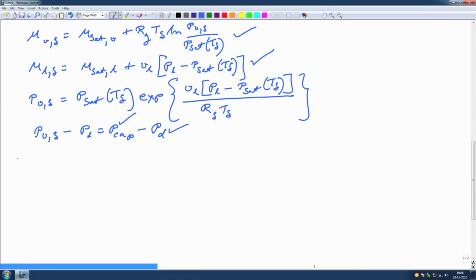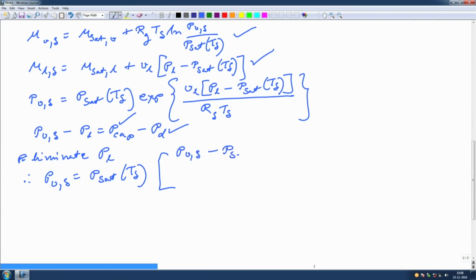Got it? So, using these equations we eliminate PL. Once you eliminate PL, what you get is P sat T delta, and you can work out the math, the details, the algebra part, that is, with PD. Got it. So, that is the net expression that you get.